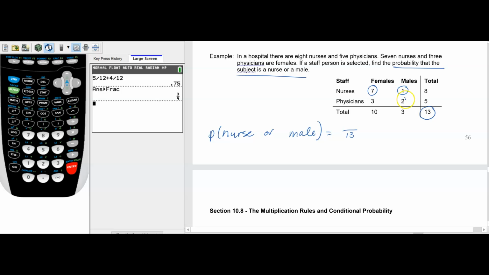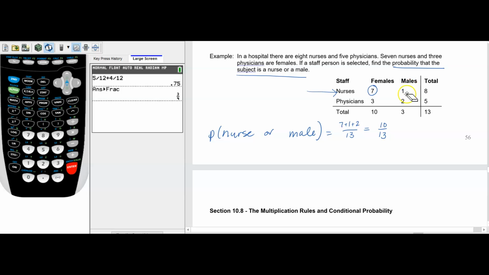And then this number right here is also a male. So I could just look at the chart and count 7 plus 1 plus 2, because those are all the numbers associated with either being a nurse or a male. So nurses go this way, males go down this way. Notice I'm not double counting that 1. I don't want to count it twice. So we end up getting 10 over 13. So that's one way to do it.